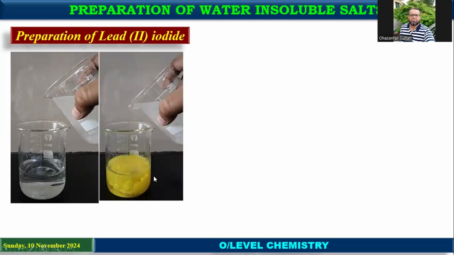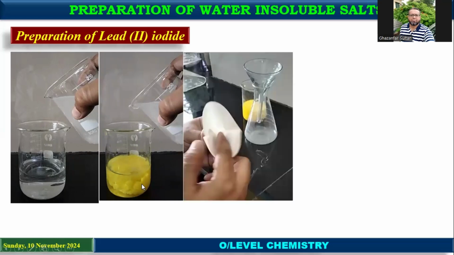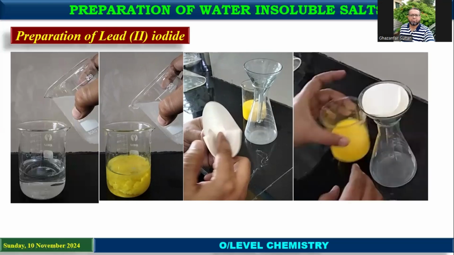You have seen in the video that we got yellow precipitates of lead iodide. Then we do filtration, and in filtration we need a funnel. A conical flask is better to use, and this filter paper. We are making the cone of this filter paper. I will show a video regarding all these steps in the next slide.